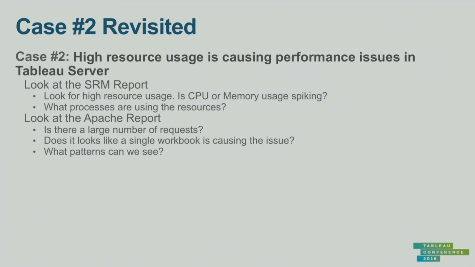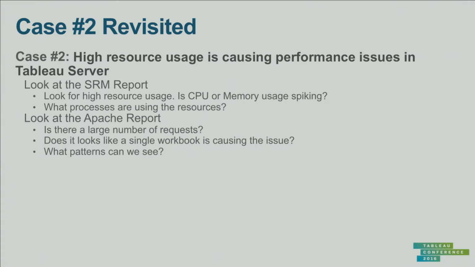Within this report, I'd look for high resource usage, whether it's CPU or memory. I'd look for it through processes. And I just want to know, generally, are we actually seeing that performance issue? Once I'm done with that, yet again, step back to Apache, get that 10,000-foot view, and I'd look for a large number of requests. I'd see maybe we're just hitting the server too hard. Maybe we loaded too many views at one time, and all of a sudden we're running out of resources and things are crashing and nothing's fun.